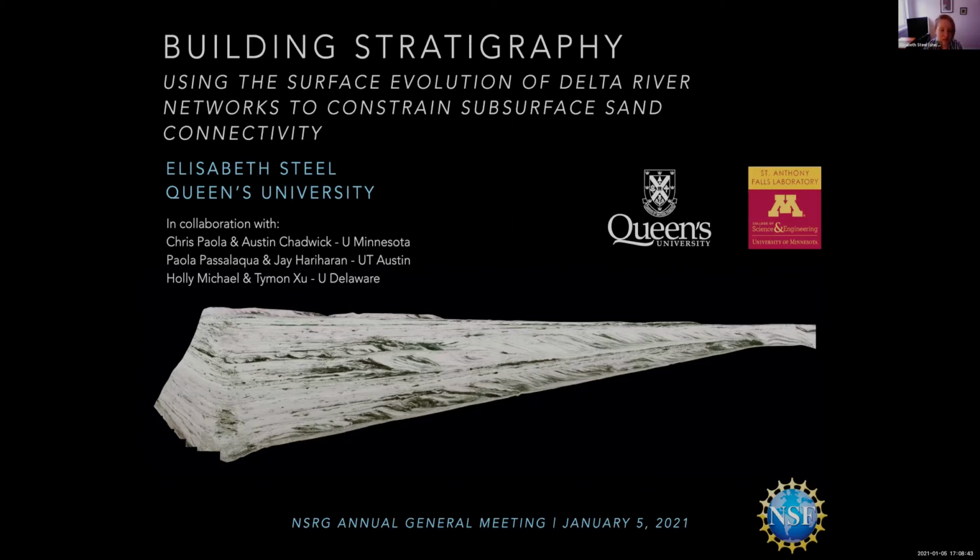And this is part of a collaborative project that is near its tail end, working with Chris Paola and Austin Chadwick, who are in Minnesota, Paolo Paslacqua and Jay Hariharan, who are in Austin and are computer modelers, mostly numerical modeling, and Holly, Michael, and Ty Minshew, who are groundwater modelers in Delaware.